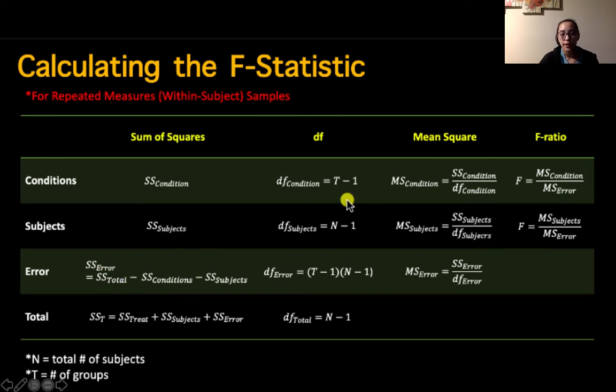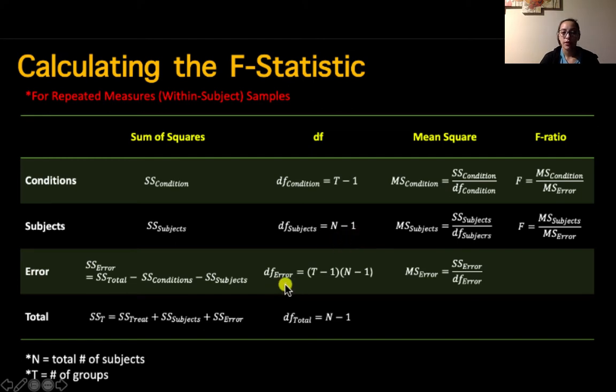Our degrees of freedom are going to be a fairly similar calculation, at least for the conditions portion. Conditions is similar to our between group comparisons for an independent ANOVA, where we're looking at the number of groups. That's what T represents, the number of groups or number of levels of our independent variable, minus 1. The sum of squares for our subjects is just the total number of people we've collected, minus 1.